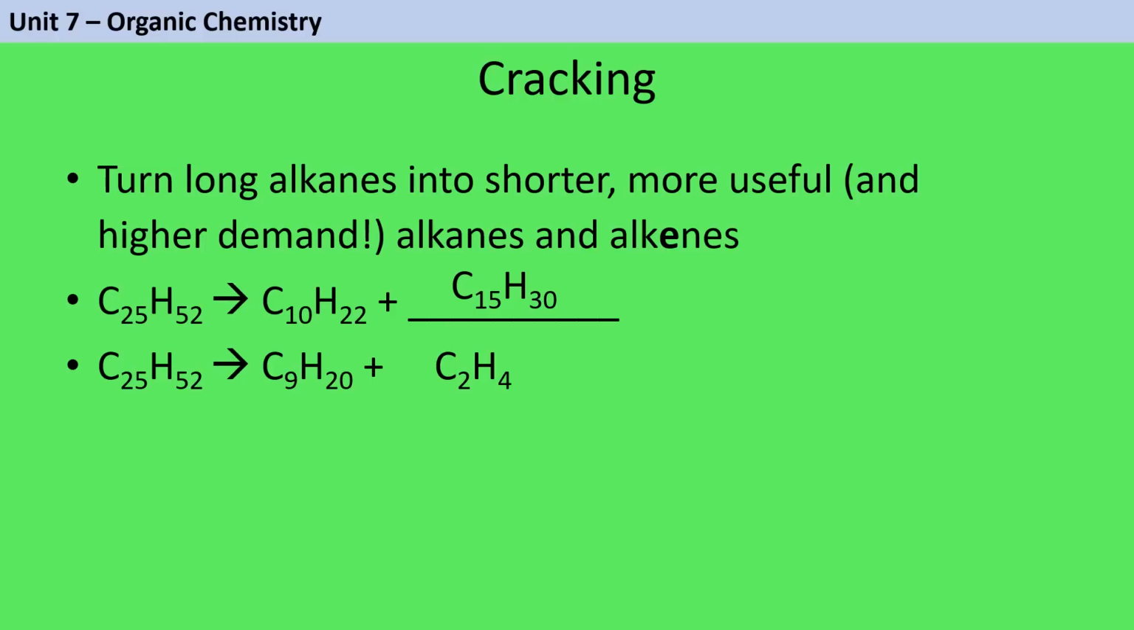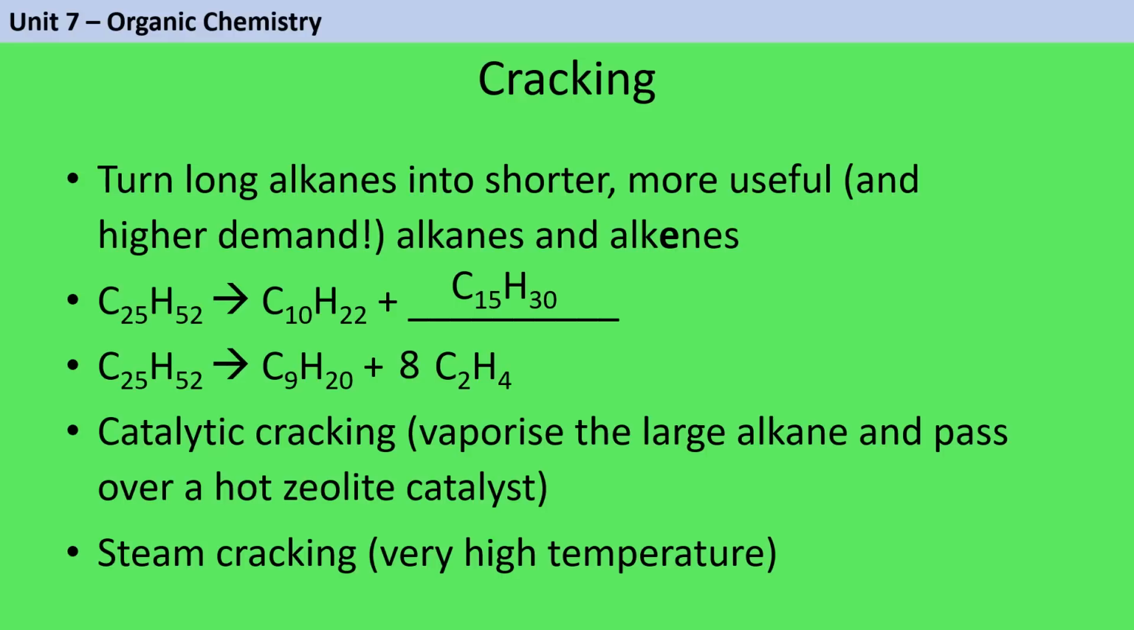Another style of question might tell you what the products are, but not how many of them there are. So in this instance, I need to calculate how many ethene molecules are required to balance the equation. So again, I've started with 25 carbons and 52 hydrogens, and I can subtract the nonane that's already been listed as a product. That leaves me with 16 carbons, and I know that there are 2 in each ethene molecule. So therefore, I must have 8 ethene molecules.